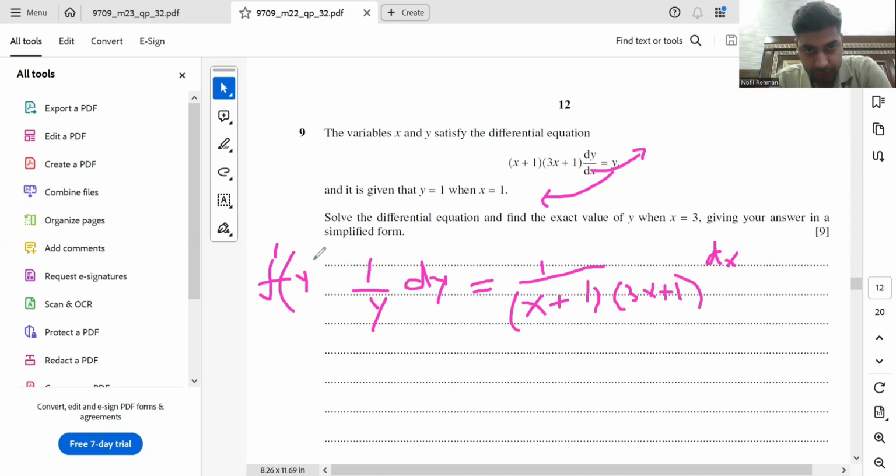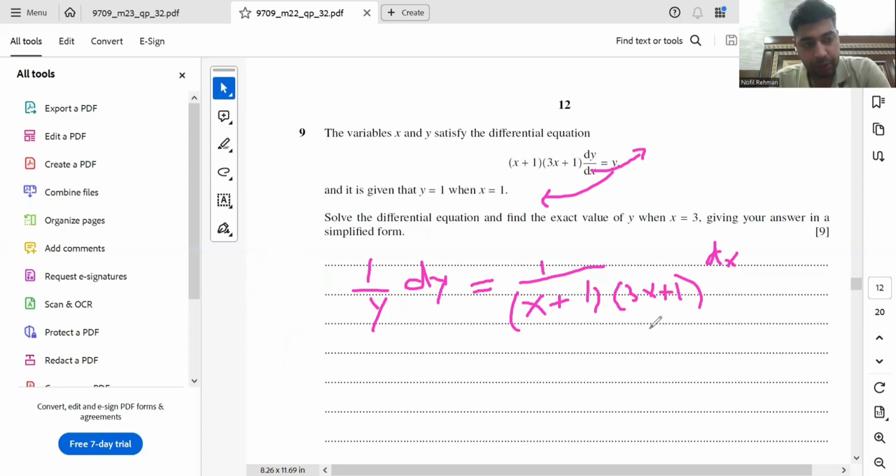Okay. Now it is very easy to integrate this part because the derivative of y would be 1. So we have the derivative in the numerator and the function in the denominator. So the integral of this yields ln y. So the left hand side is easy. However, on the right hand side we have an improper fraction.